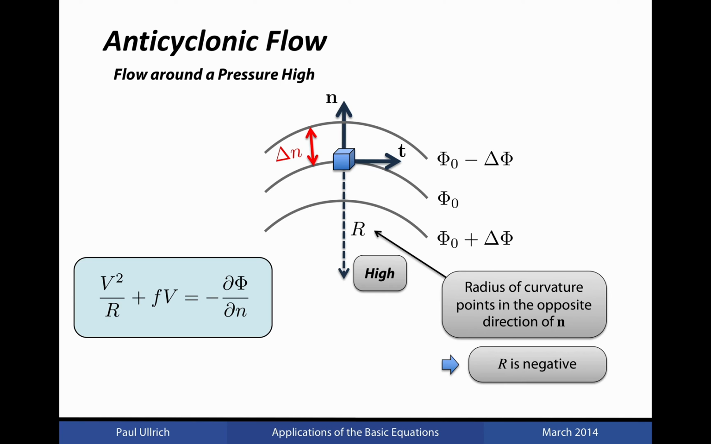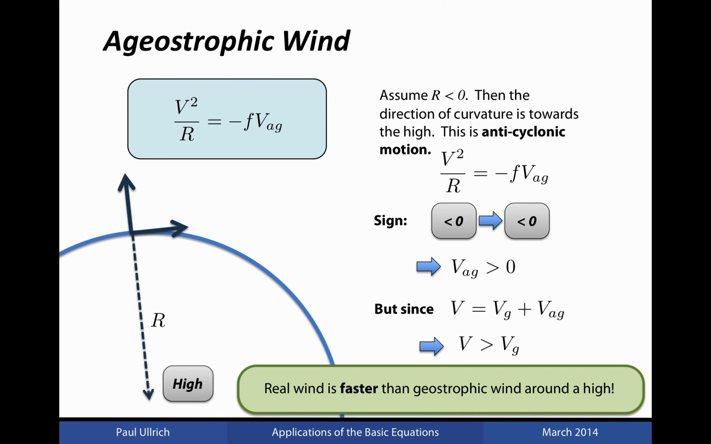For cyclonic flow, we have that the radius of curvature is positive, and for anticyclonic flow, the radius of curvature is negative. This is important in determining the impact of the centrifugal force on the fluid parcel. All right, for anticyclonic flow, with negative radius of curvature, the left-hand side of this expression will be negative. V squared will always be positive, so V squared over R must be negative in this case.